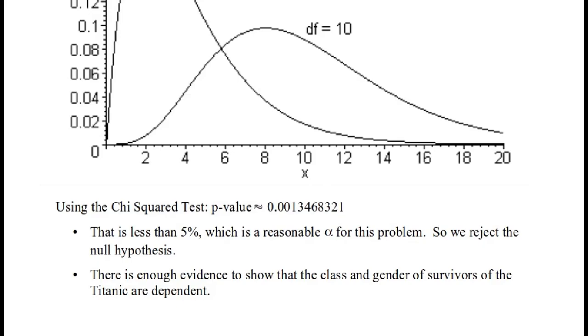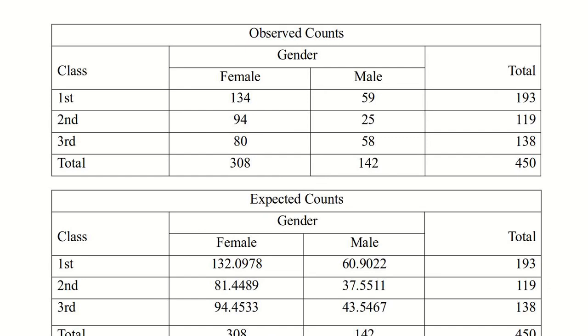In this case, when we go to the right from 13.22 with a degree of freedom of 2, we get 0.0013468321. That's less than 5%, which would seem a reasonable level of significance for this problem, so we reject the null hypothesis. That means that there is enough evidence to show that class and gender of the survivors of the Titanic are dependent.